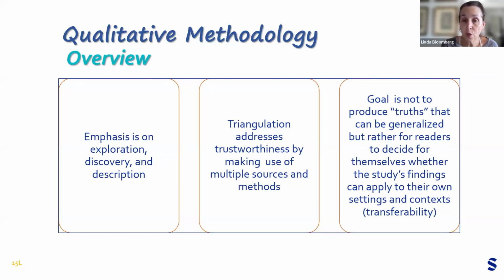Triangulation addresses trustworthiness by making use of multiple sources and methods. And the goal is not to produce truths or facts that can be generalized, but rather for readers to decide for themselves whether the study's findings can in any way apply to their own settings and contexts. And this concept is known as transferability. Transferability is one of the 4 trustworthiness criteria, along with credibility, confirmability, and dependability, which we're going to be getting to in a few moments.